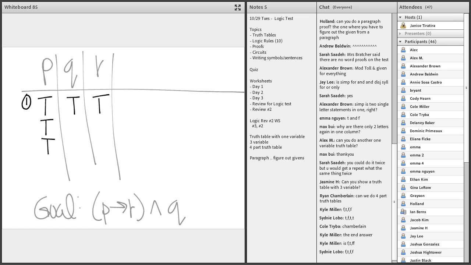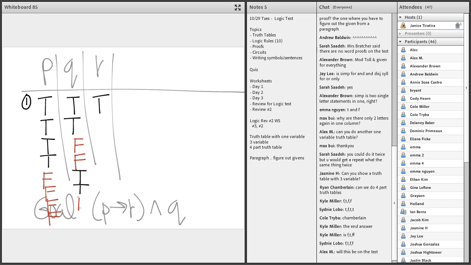Now, how we build this, there is a trend. What we do is we do 4 truths and then 4 falses. Then over here, we're going to do 2 truths and 2 falses, and 2 truths and then 2 falses. This is just a way to organize it. The last column is just going to be alternating. It's going to be true, false, true, false, true, false. And then this will be true.